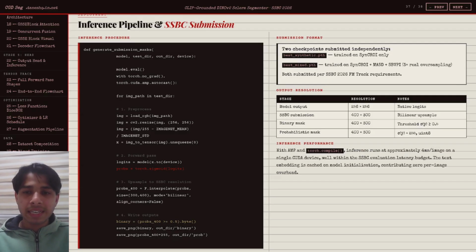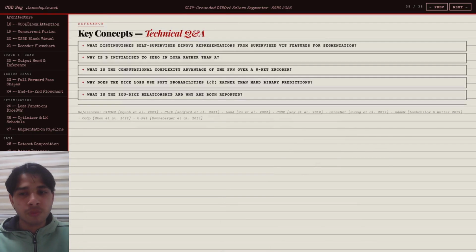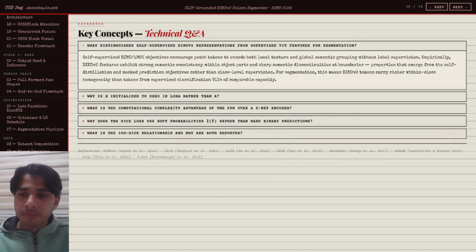The final slide is a technical FAQ. Each accordion covers a question that goes deeper than the main presentation. Things like why is B initialized to 0 in LoRA, or the algebraic relationship between Dice and intersection over union. I'll leave this open for questions from the panel.